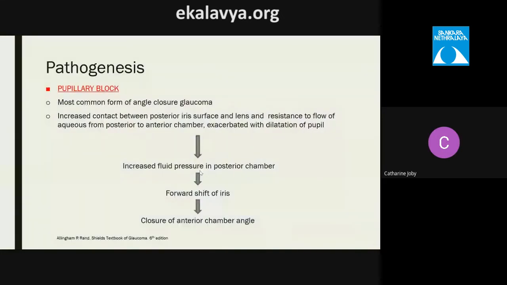Coming to the pathogenesis of primary angle closure disease, the mechanism can be broadly classified as pupillary block and non-pupillary block. Pupillary block is the most common form of angle closure glaucoma. There is increased contact between the posterior surface of the iris and the anterior surface of the lens, and the resistance to flow of aqueous from the posterior chamber to the anterior chamber is exacerbated with dilatation of the pupil. This causes increased fluid pressure in the posterior chamber, which leads to forward shift of the iris and angle closure.